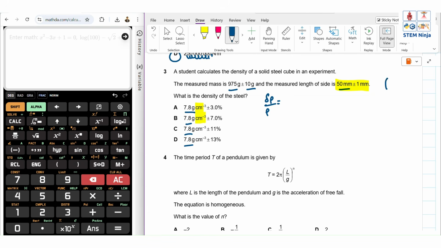So for the density, we have mass per volume. Volume, this is a cube, so this would be length cubed.